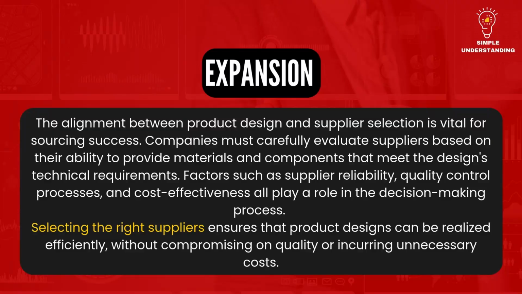Expansion. The alignment between product design and supplier selection is vital for sourcing success. Companies must carefully evaluate suppliers based on their ability to provide materials and components that meet the design's technical requirements. Factors such as supplier reliability, quality control processes, and cost-effectiveness all play a role in the decision-making process. Selecting the right suppliers ensures that product designs can be realized efficiently without compromising on quality or incurring unnecessary costs.